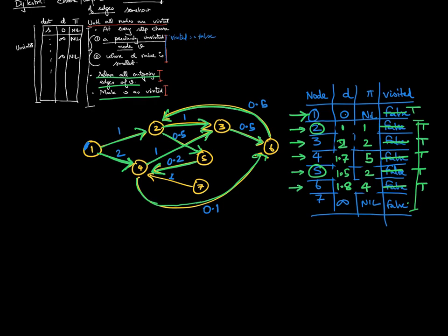Last but not least, I'm going to take 7 and relax all its outgoing edges, but when I try to relax the edge 7 to 4, there is no effect, so this is also done. And then all nodes are visited, and therefore done. Okay, in doing so, notice that I visit every node once.